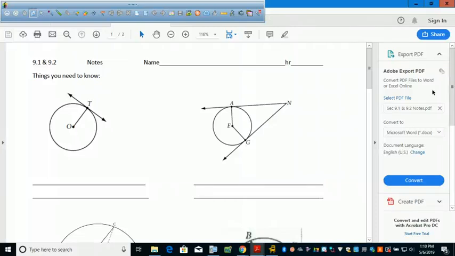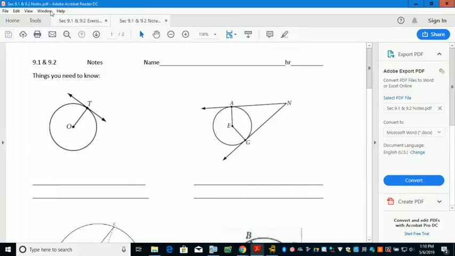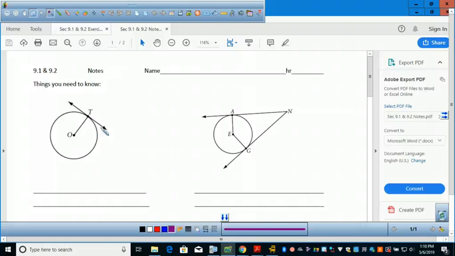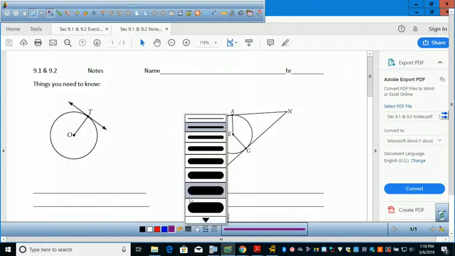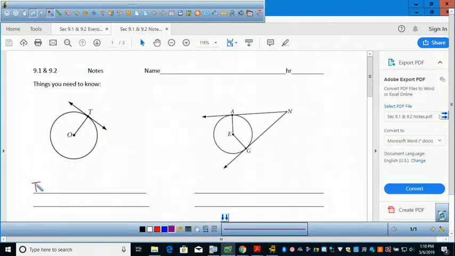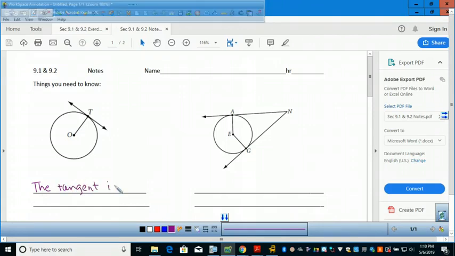Okay, so this is just what you need to know. The tangent line is always perpendicular to the radius, so I'm going to write that down. The tangent is always perpendicular to the radius.